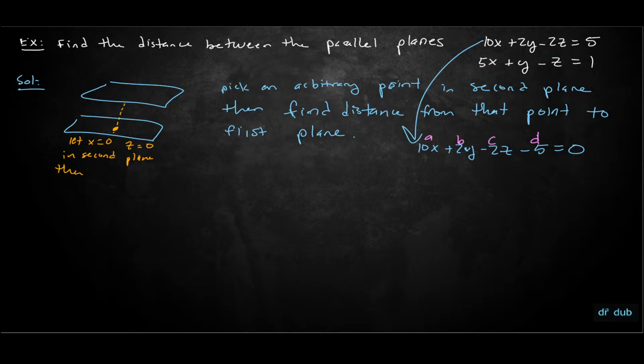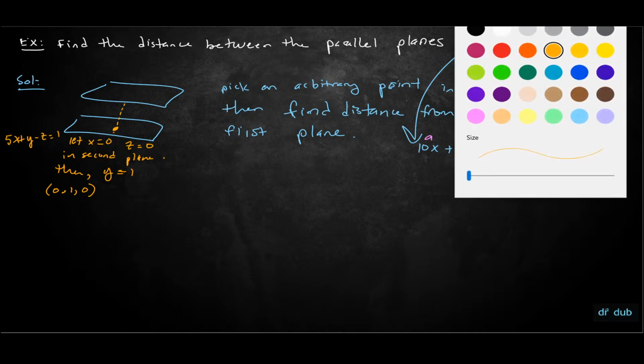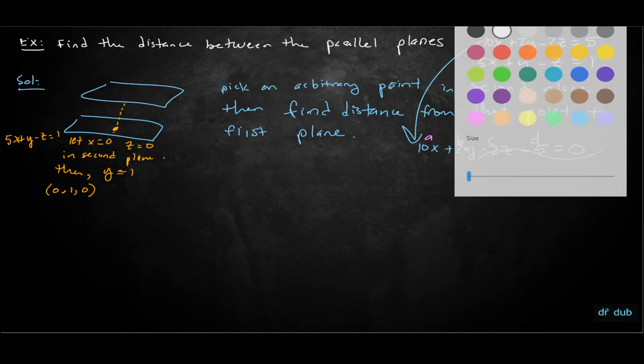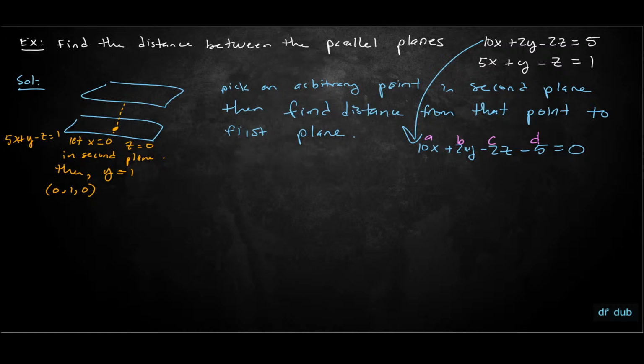Then y would have to be 1. And that would be a point in this plane: x equals 0, y equals 1, z equals 0. So in that second plane, because our equation is 5x plus y minus z equals 1, that would be the point 0, 1, 0. So that's our point 0, 1, 0. Now find the distance from that point to the plane 10x plus 2y minus 2z minus 5 equals 0.